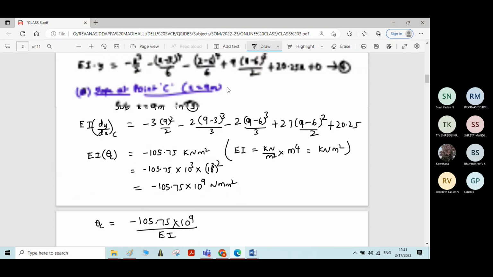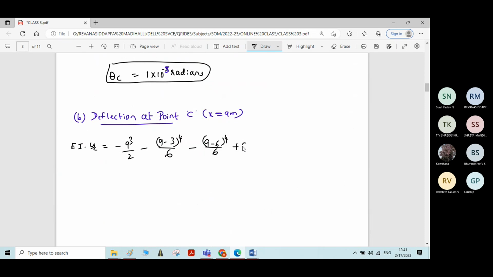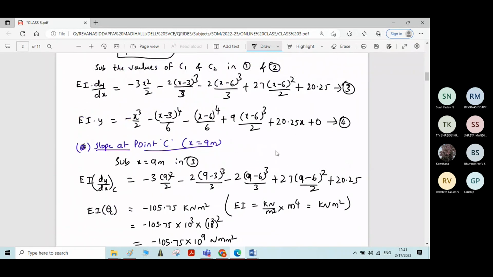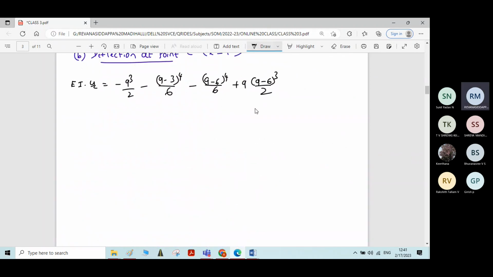Then plus 9 into 9 minus 6 cube by 2, plus 20.25 x, and 20.25 x means 9 meter, plus 0. So EI into YC is equal to, what is the answer? Tell me on the RHS. Immediately tell me the answer after calculating.